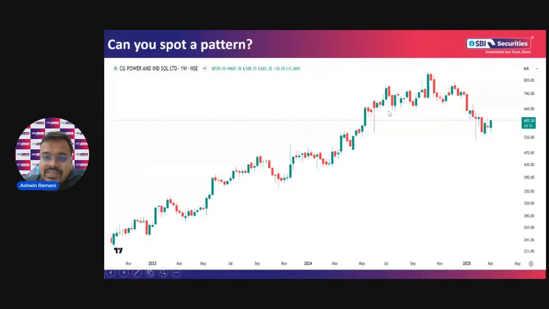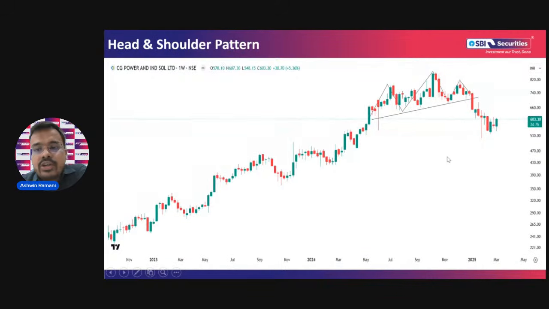So here you can see, this one I'm talking about. This is your shoulder, this is your head, and this is your shoulder again. If you draw a line like this, this is your trend line. And on the weekly chart, it broke below the trend line, and from there it started to go down. And it's also a rounding top. But this is a classic head and shoulder, or you can call it a rounding top as well.